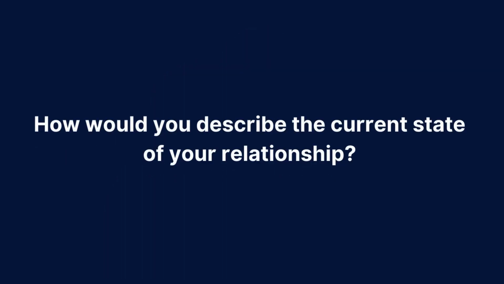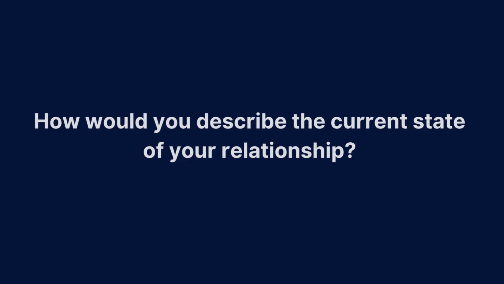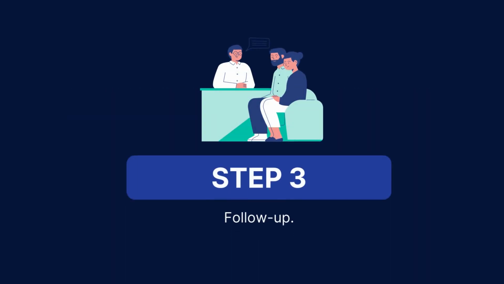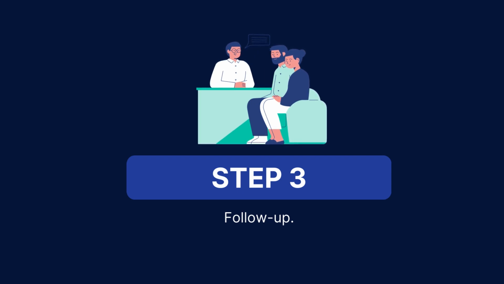Examples of the types of questions to discuss are: how would you describe the current state of your relationship? What are the main challenges or issues you are currently facing as a couple? Lastly, follow up. Follow up with the couple after each session to track their progress. Ask them how they've been applying what you discussed in therapy and ensure they are meeting their goals.